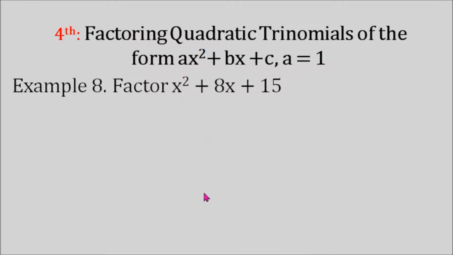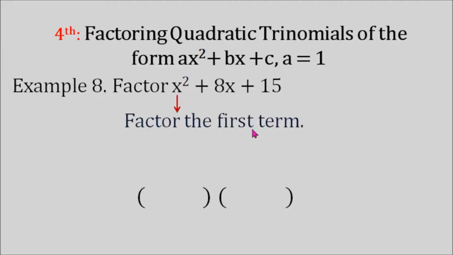The fourth factoring technique is factoring quadratic trinomials of the form ax squared plus bx plus c, where a equals 1. Example number 8. Factor x squared plus 8x plus 15. So there are two binomial factors.